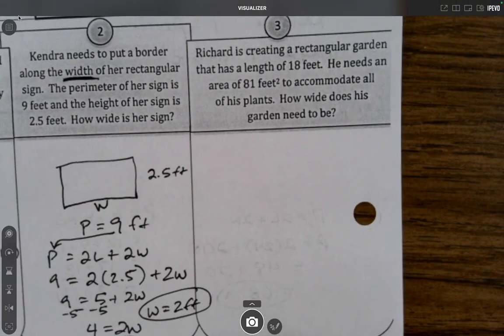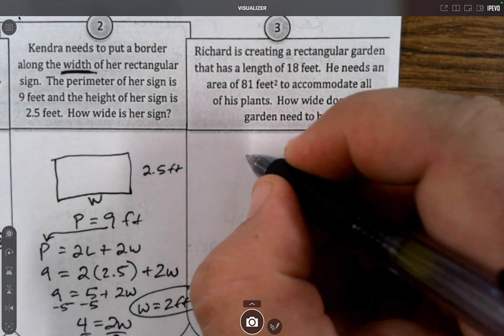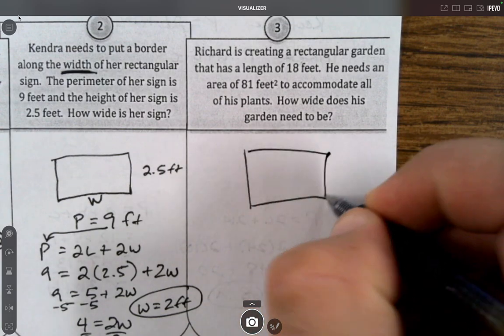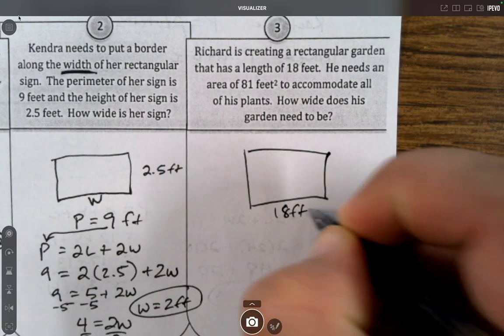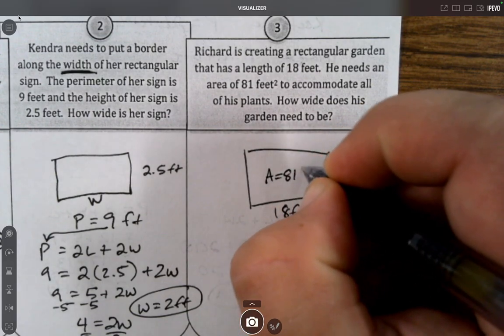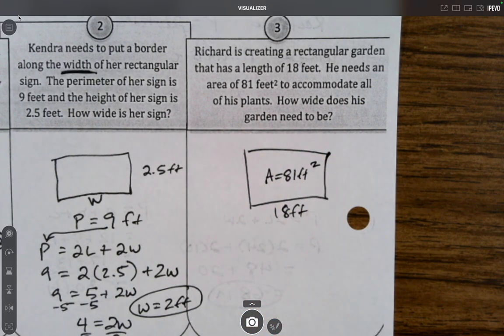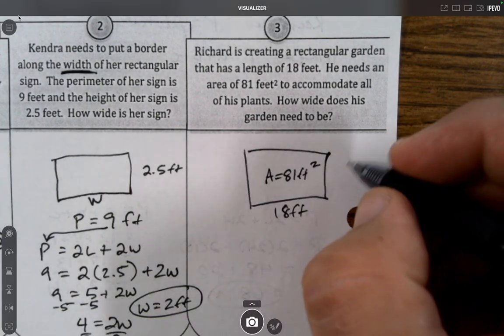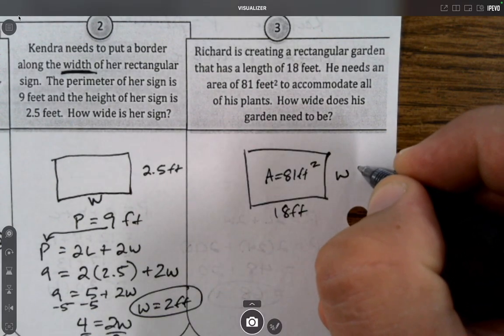Richard is creating a rectangular garden that has a length of 18 feet. Its area is 81 square feet. He needs that area to accommodate all of his plants. So, how wide does he need his garden to be?